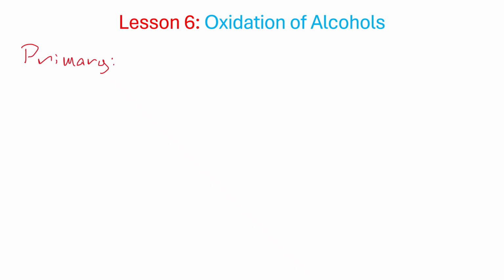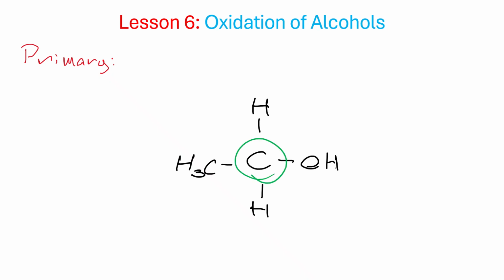Primary alcohols are alcohols with two hydrogens and one alkyl group connected to the carbon that the alcohol functional group is connected to. Ethanol, which is this molecule right here, is a primary alcohol because the carbon connected to the functional group is also connected to two hydrogens and one alkyl group.